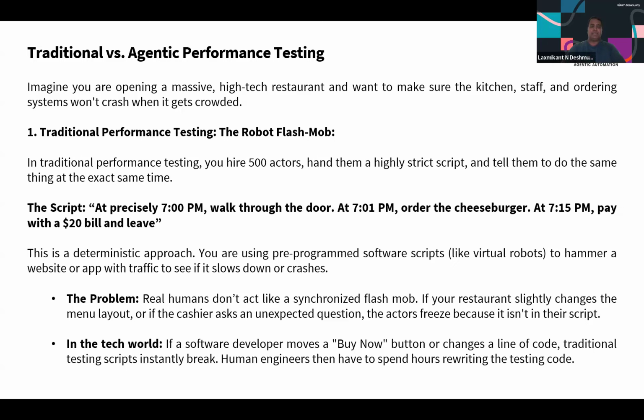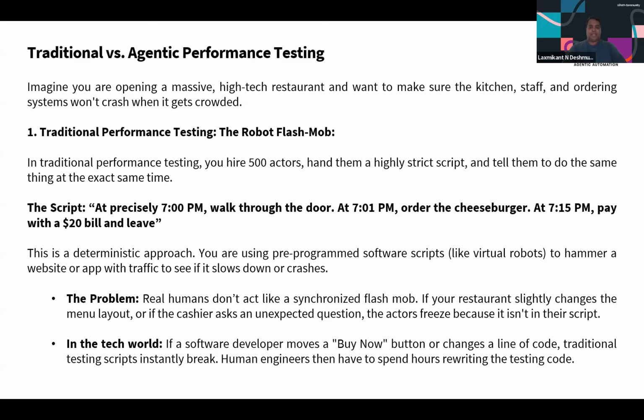You have to walk in at 7 p.m. At 7:01, you have to do something, walk to the door, order the cheeseburger. So it is a very hard-coded script and a very robotic, deterministic approach that we used to take in the old days, right? And the problem here is that real humans don't act like that, like in a synchronized flash mob.